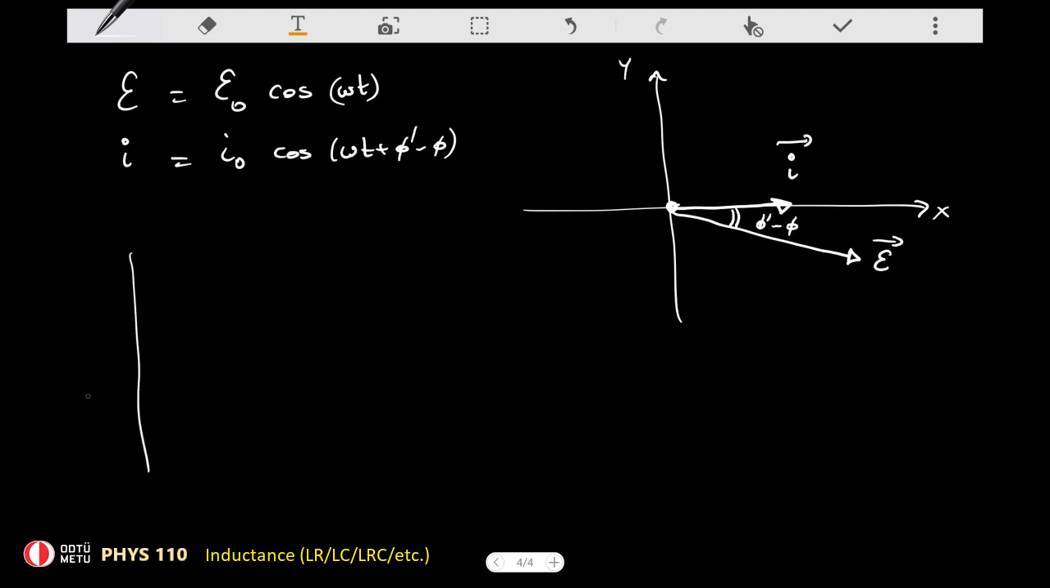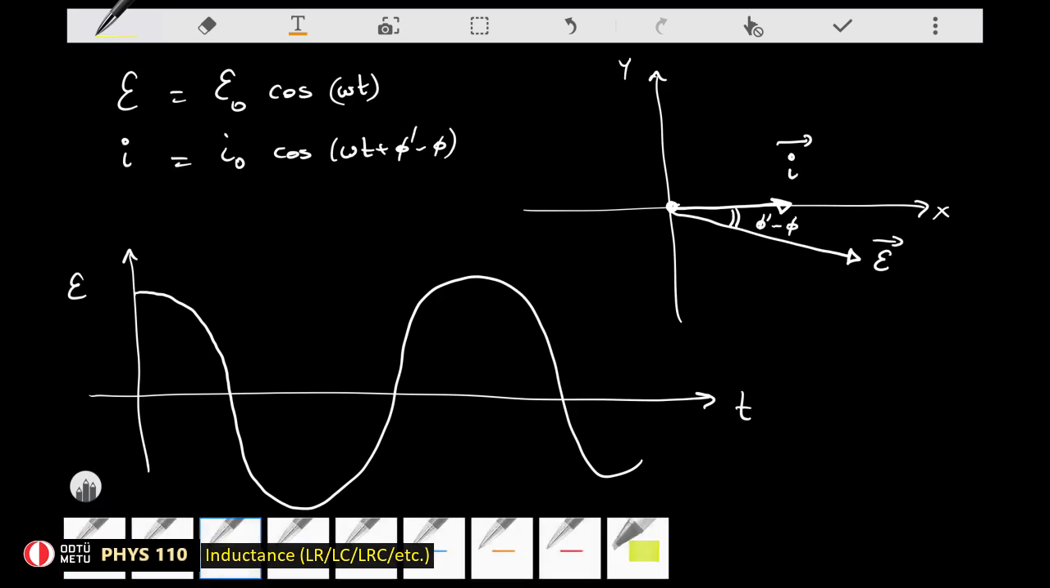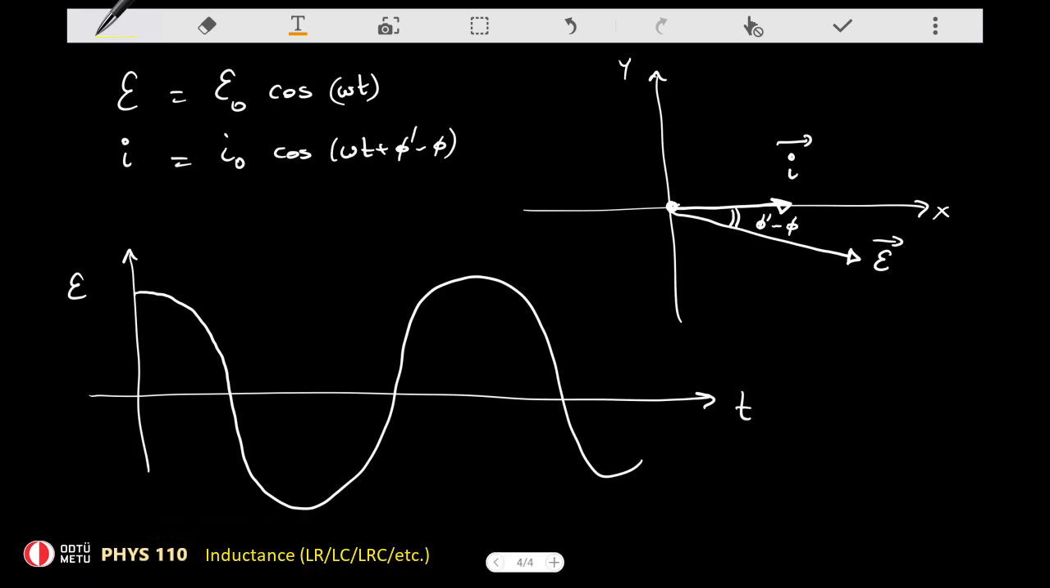So if I draw this on a quantity versus time graph, this time I'm going to draw them with different colors. So the EMF is cosine omega t, so therefore it's a maximum at t equals 0. So it has a graph like that. So that's the graph of the EMF, right? I'm going to use a different color for the current. This is going to be something like that. There's some kind of a phase difference between them.